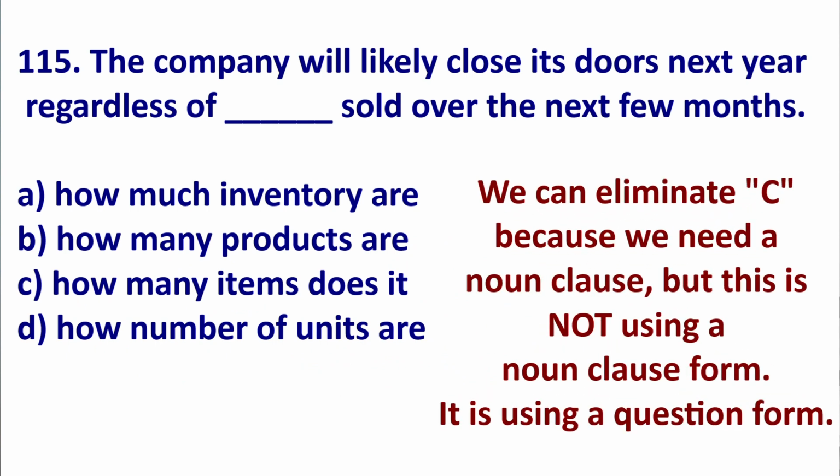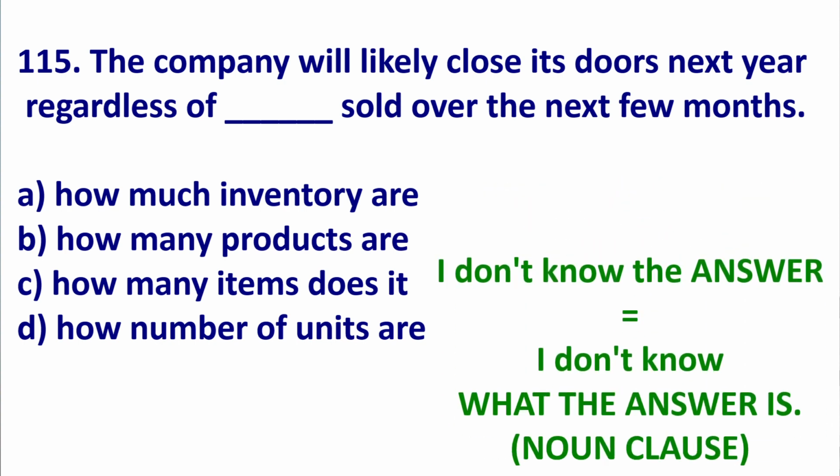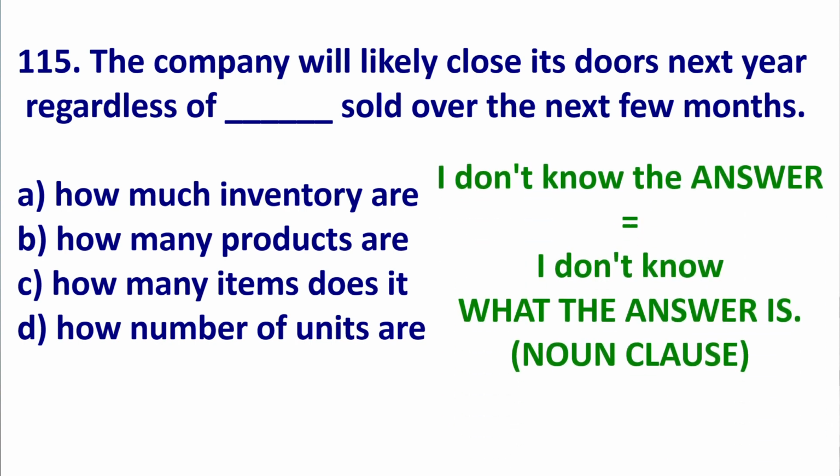Now we have B and C. We can eliminate C for two reasons. First of all, this is not a noun clause form. A noun clause is a clause that replaces a noun. An example: I don't know the answer. So the answer is a noun. I don't know what the answer is. This is a noun clause.